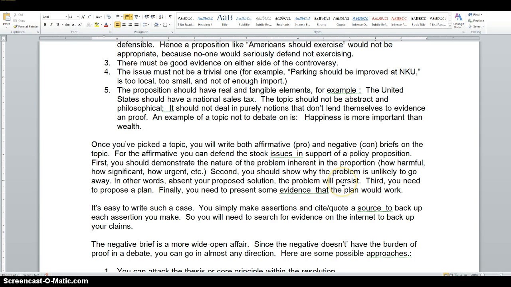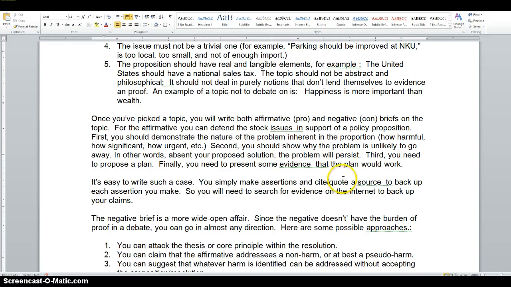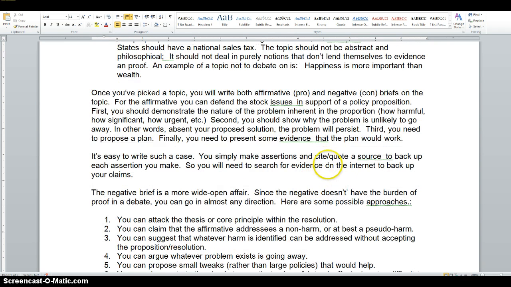Second, you should show why the problem is unlikely to go away. In other words, absent your proposed solution, the problem will persist. And third, you need to propose a plan. Finally, you need to present some evidence that the plan would work. It's easy to write this. As I said before, you simply make assertions and cite a source to back up each assertion you make.